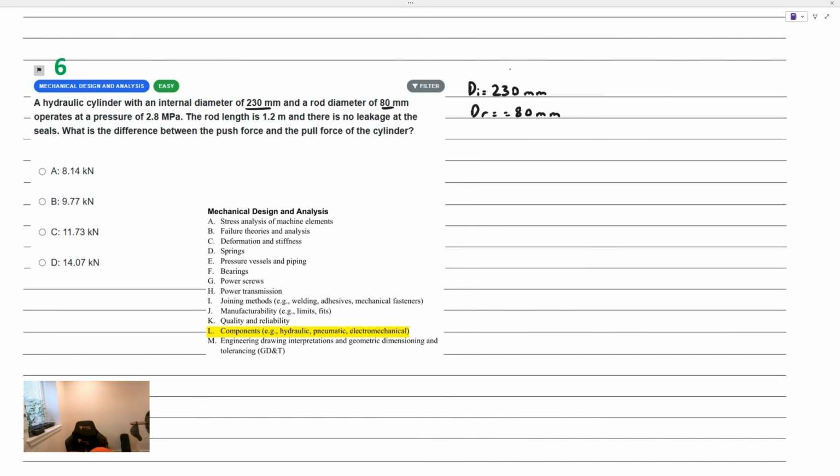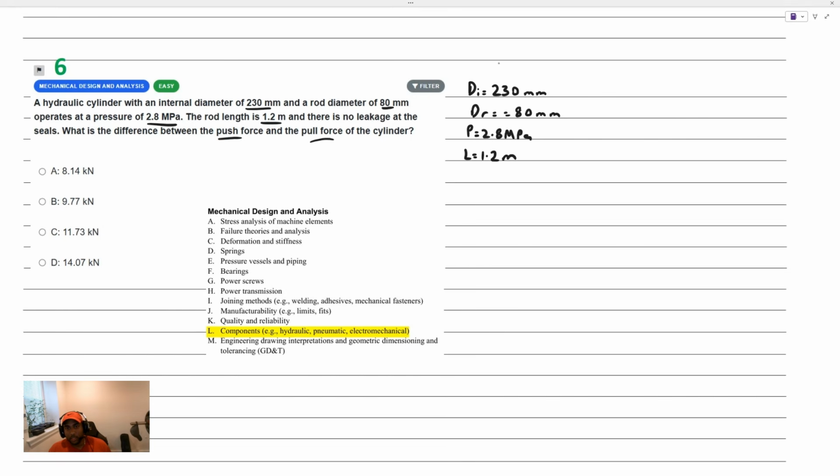It operates at a pressure of 2.8 megapascals. We're given the rod length. It's 1.2 meters and there's no leakage at the seals. What is the difference between the push force and the pull force?